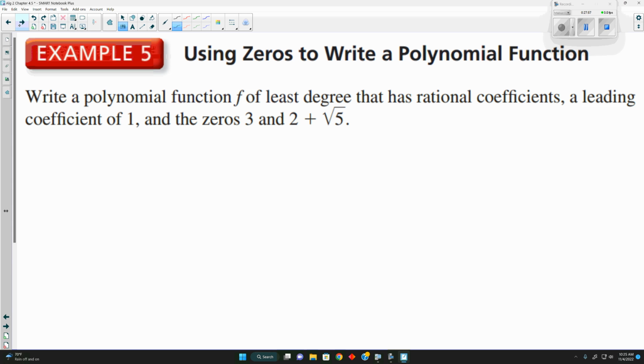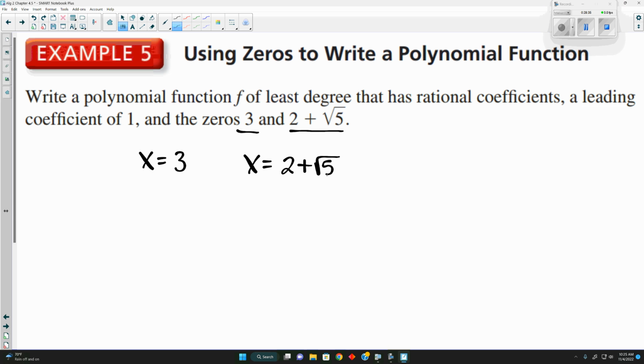Write a polynomial function f of least degree that has rational coefficients and a leading coefficient of 1. I'll explain the first half of this a little more after we finish, but they're saying that the zeros are these here. These are the solutions to this here. So at the very end, we're saying that x is equal to 3, and x is equal to 2 plus the square root of 5. We're saying these are two solutions for this here. Okay?